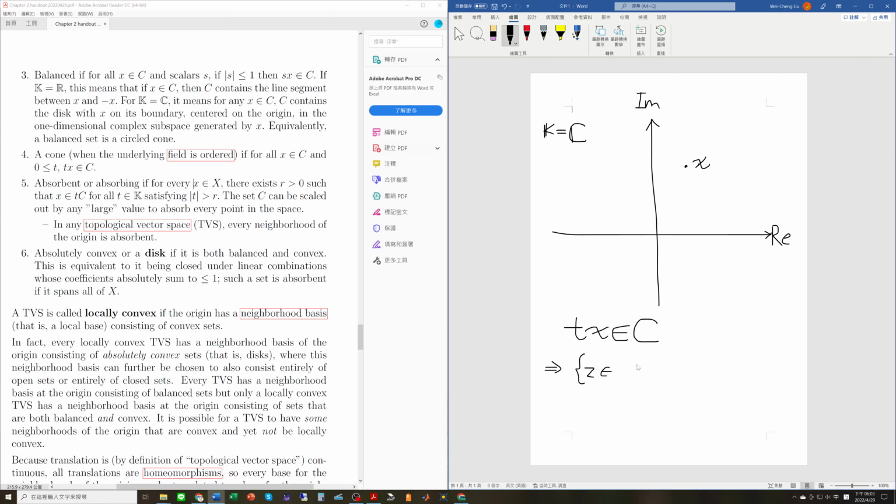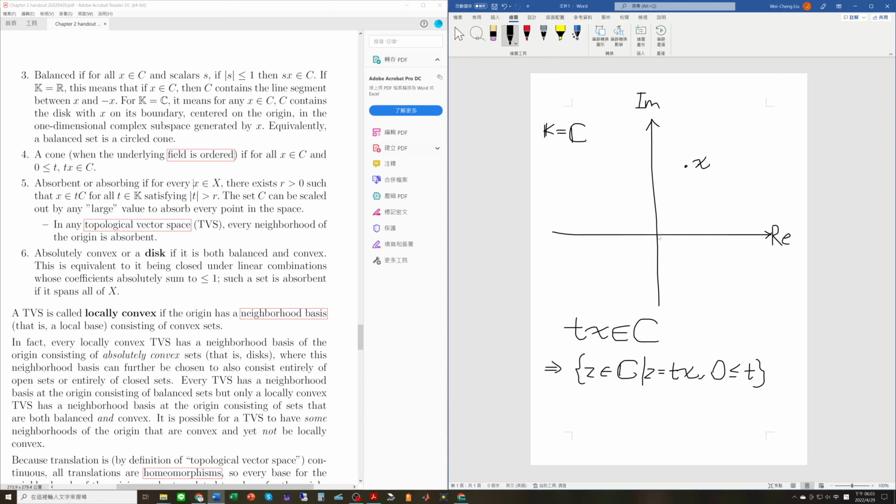Okay, x is in the complex number set, and given that z is equal to tx, where 0 is smaller than or equal to t, it is equivalent to say that z is equal to t times x, and t is greater than or equal to 0. What does this mean?